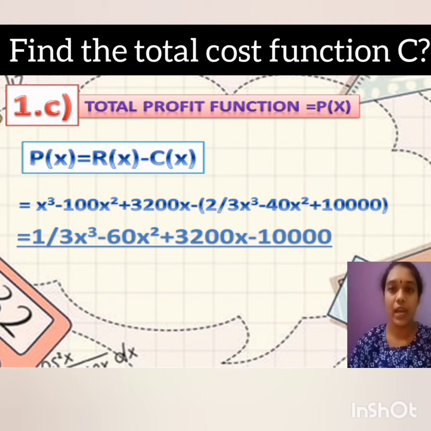Question 1c. We have to find the total profit function. We know that the total profit function is equal to the revenue function minus the cost function. The revenue function is x cube minus 100x square plus 3200x, and the cost function is 2 over 3x cube minus 40x square plus 10,000. So, we can get the answer, which is 1 over 3x cube minus 60x square plus 3200x minus 10,000.